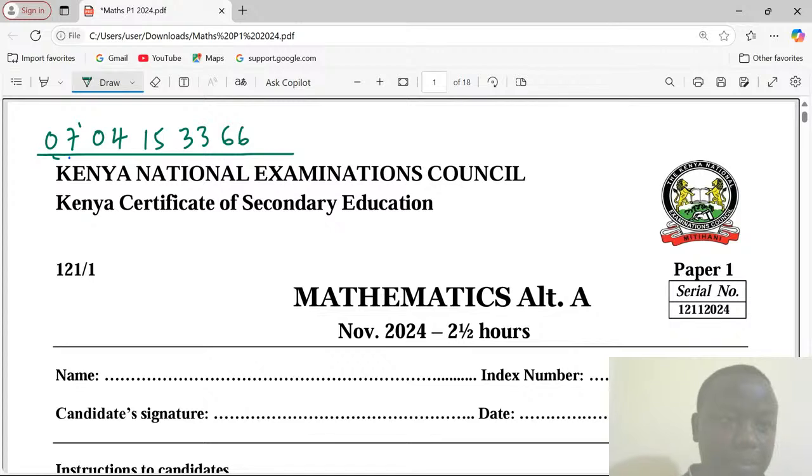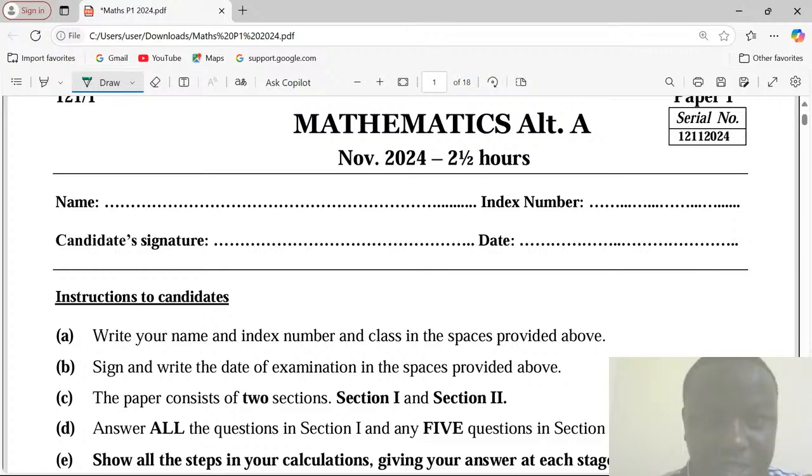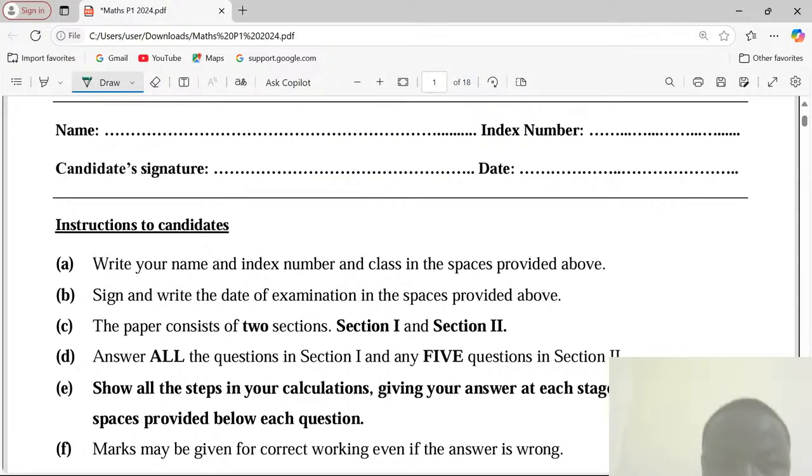Yeah, so this is the paper. We go through the paper question by question, and I believe you people are going to really benefit from the live broadcast.